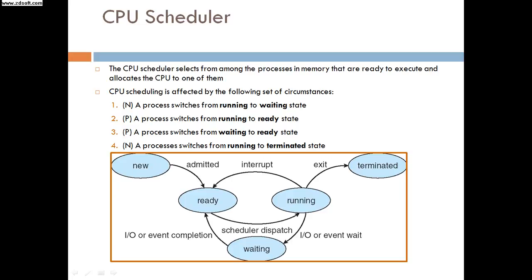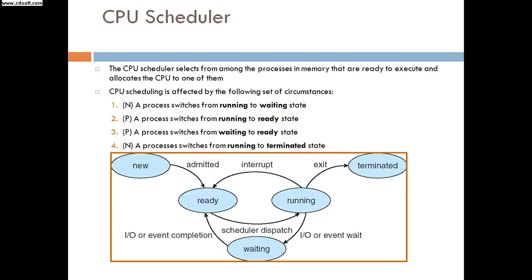The next important software component is the CPU scheduler. The CPU scheduler selects a particular process in the memory that is ready to execute and allocates the CPU to one of them. There are two categories of CPU scheduling algorithm. One is preemptive and the second one is non-preemptive.